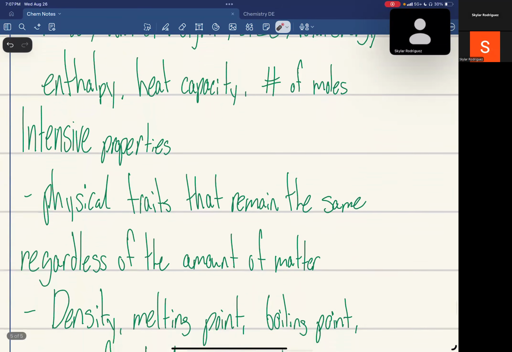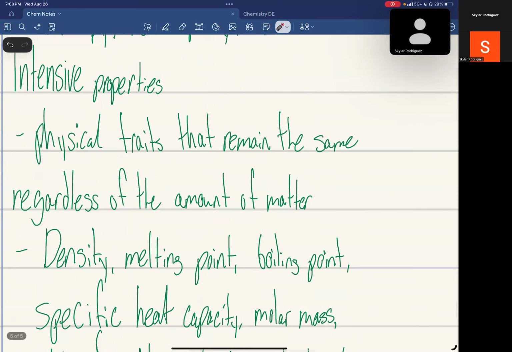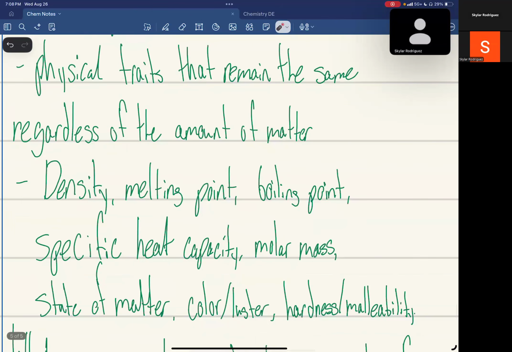Then we have intensive properties, which are physical traits that remain the same regardless of the amount of matter. These are intrinsic characteristics that depend solely on the identity and type of substance it is, not its size. Examples of intensive properties are density, melting point, boiling point, specific heat capacity, molar mass, state of matter, which is solid, liquid, gas, color/luster, and hardness and malleability.